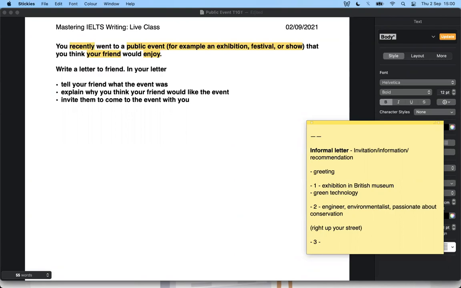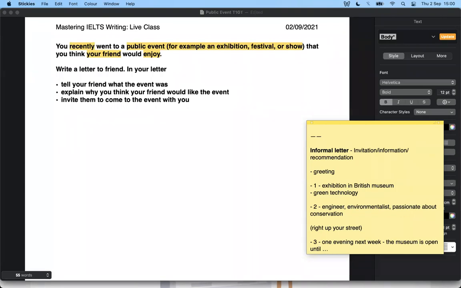Invite them to come to the event with you. How can we do that? What sort of details can we give them? When could it be? Where is it? Well, we know where it is, because it's the British Museum. But maybe give me a date. Again, something casual. So maybe next week. It'll be a little bit more specific than next week. Maybe one evening next week.